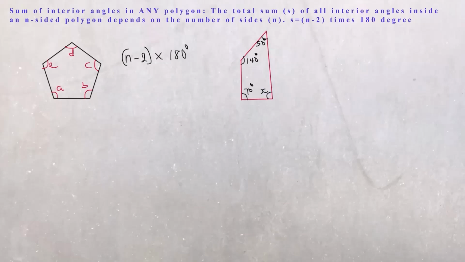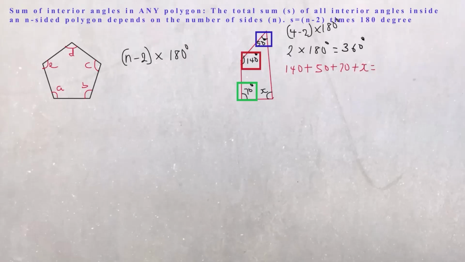X is unknown, but before we find the value of X, we have to get the sum of this polygon by using this formula. This polygon has 4 sides. 4 minus 2 times 180 degrees, and when we solve it, we have 360 degrees, which is the sum of this polygon. Then we add up these angles plus X equal to 360 degrees.